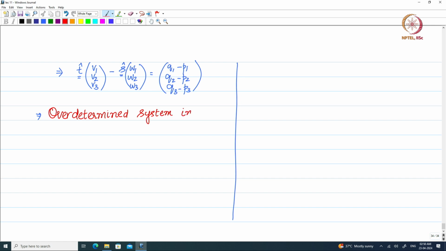An overdetermined system in 2 variables. Basically, what is it to say overdetermined system? I am sure this was there in the very first module. We will just recollect this. This is 3 equations in 2 unknowns. Now, this may have a solution, may not have a solution.